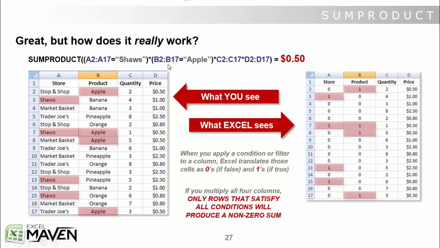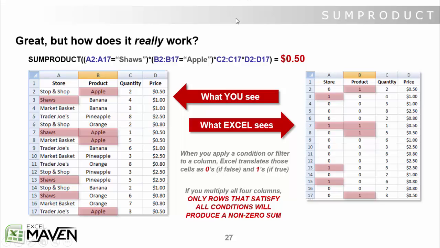Same deal with column B. If I have B equals apple, it's going to look like a 1 every time the product is apple, a 0 otherwise. And again, you don't actually see these ones and zeros. This is just how Excel is doing the math behind the scenes.